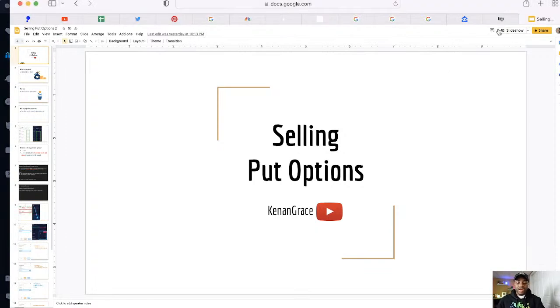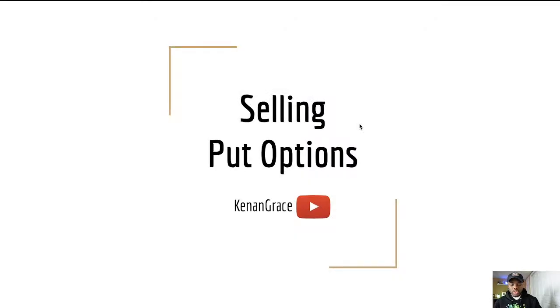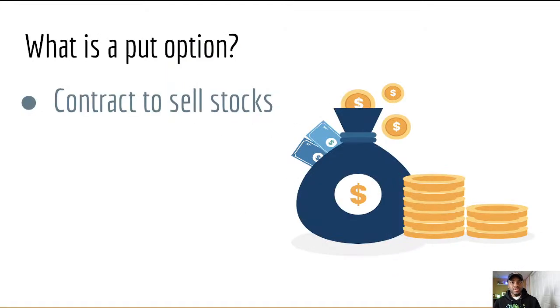So, selling put options. This is what this one is all about. Let's get some common terminology. The first one is, what is a put option? Think of a put option like the option or a contract to sell stocks. So you can buy this contract or you can sell this contract. And it's a contract about selling stocks. But we'll get to that even further.